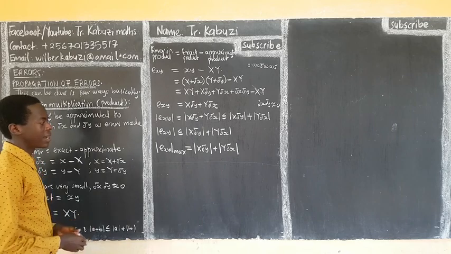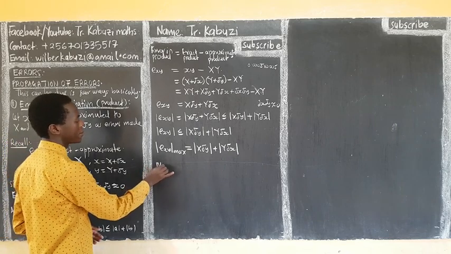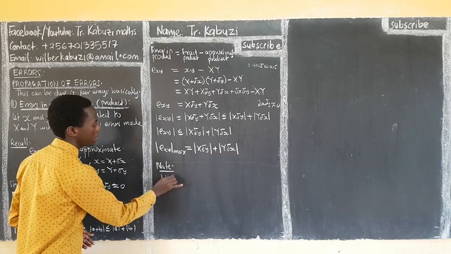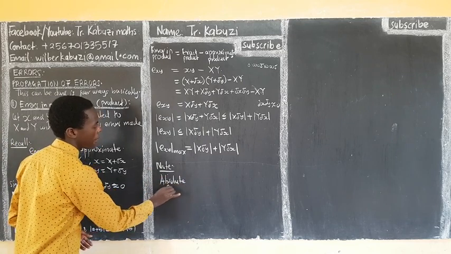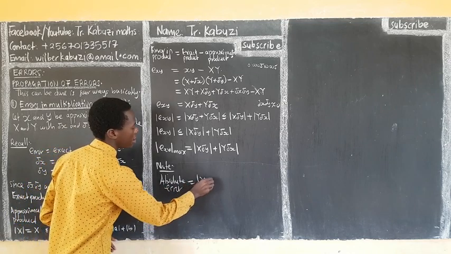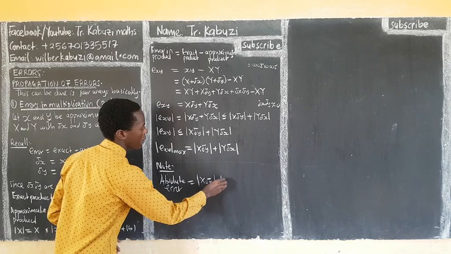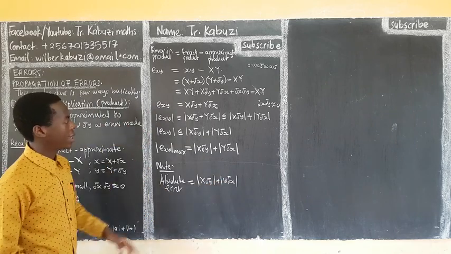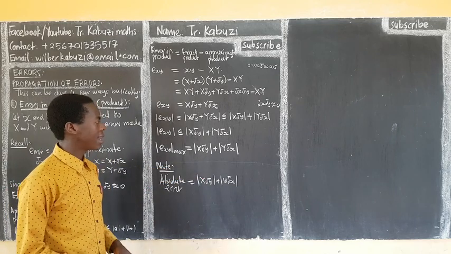Maybe we get the relative error. So, note our absolute error is going to be modulus of x, where x and this are the approximate.